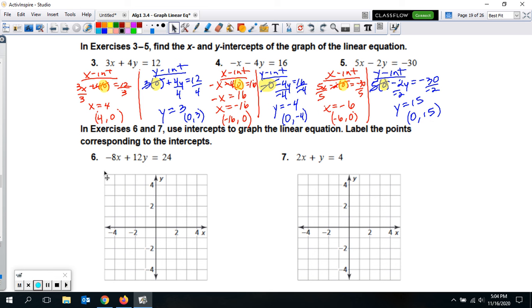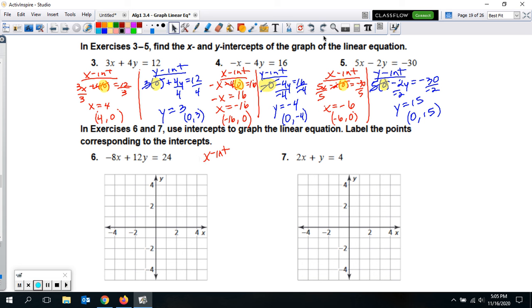Alright, so for number 6, we will find the x-intercept. We'll just find that one first. So the x-intercept will be first. So that means we're going to plug in, if we're finding the x-intercept, we need to keep the x, but get rid of y by plugging in the 0.